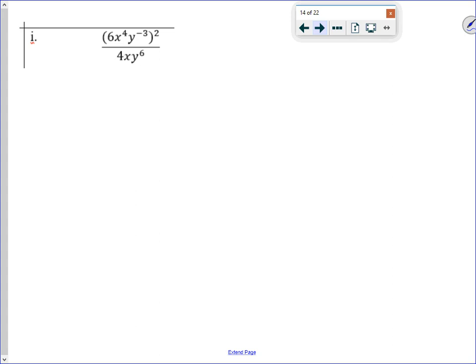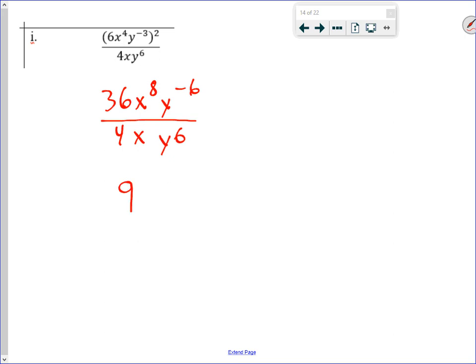All right, so here, squaring the top part, 36x to the 8th, y to the negative 6 over 4x y to the 6. So 36 divided by 4 is 9. 8 minus 1 is 7. And negative 6 minus 6 is negative 12. So my final answer will be 9x to the 7th over y to the 12th.